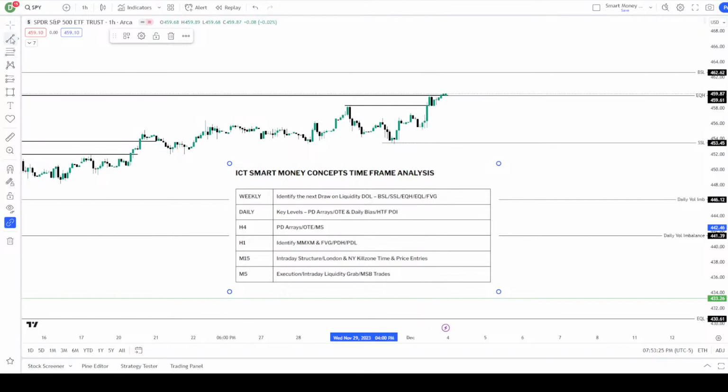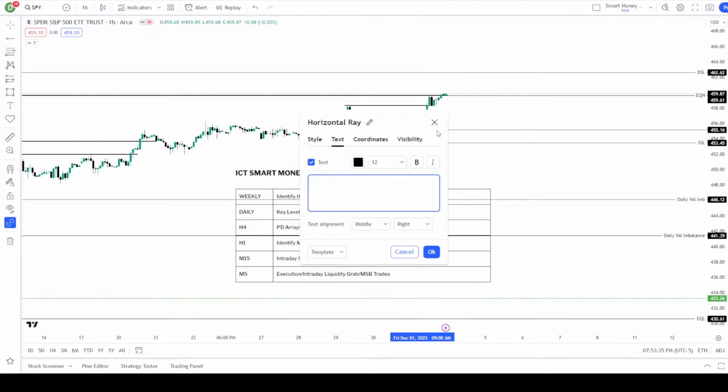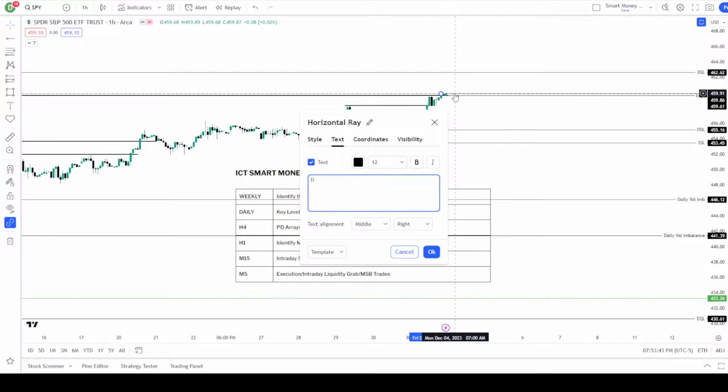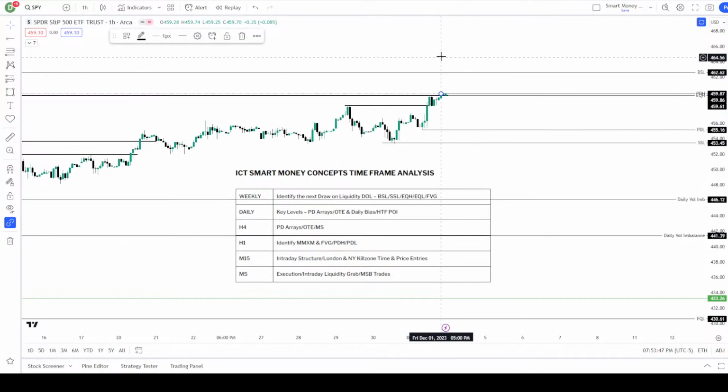Okay, so it looks like Friday's low. There's Friday's low right there. So that's going to be our previous day low. Then we're going to look at Friday's high, which is right there. Previous day high. So that's going to be our range to look at come Monday. If we break above or below, we'll be interested to see that.